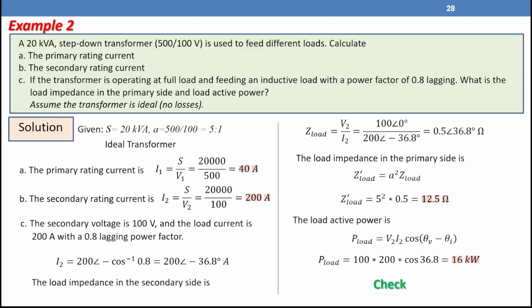Let's check our answers. Z load dash equals 12.5 ohm. If we multiply that one by the current in the primary side, 40 ampere, that is going to give us 500 volt, which is correct. And also the power: if we calculate the power from the primary side, 500 multiplied by 40 multiplied by cosine 36.8, it will give us 16 kilowatt as well, like what we calculated in the secondary side. So our answers are correct.